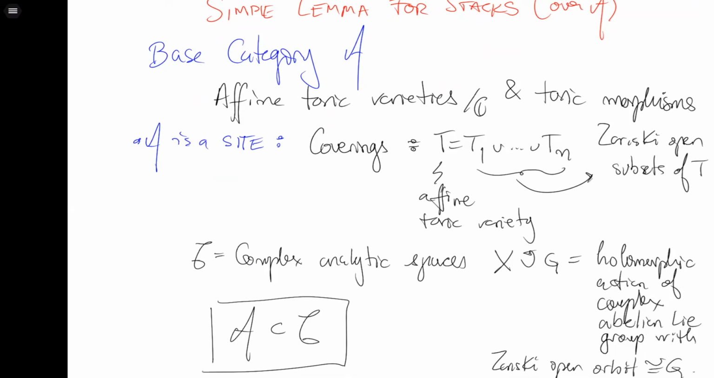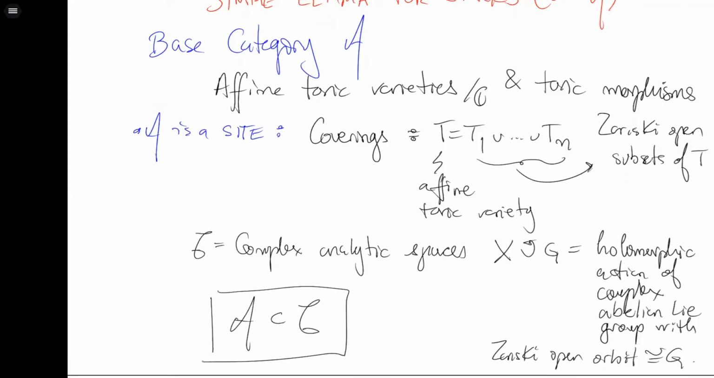What are the coverings that we take to make the category of affine toric varieties a site? Well, we just take Zariski open subsets of T. That's what we take to be coverings. And there is a bigger category that contains A, the category of complex analytic spaces together with a holomorphic action of a complex abelian Lie group with Zariski open orbit, the whole group. So let's say partial compactifications of G, they will be this category C of complex analytic spaces with the obvious morphisms. And of course, A is a subcategory of C.